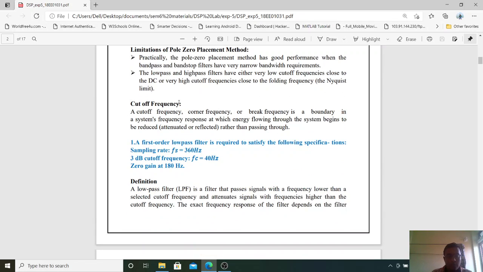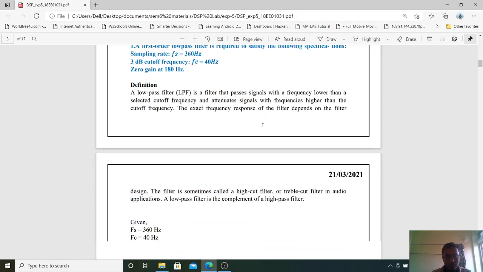And cutoff frequency: in all filters some critical frequency will be there. Suppose in a low pass filter, the frequency up to which it passes is the cutoff frequency. In a high pass filter, the frequency after which it passes is the cutoff frequency. Accordingly, band pass and band stop filters will have two cutoff frequencies.